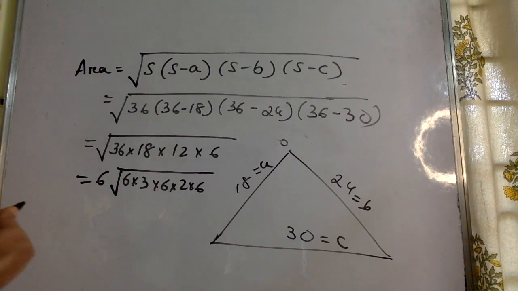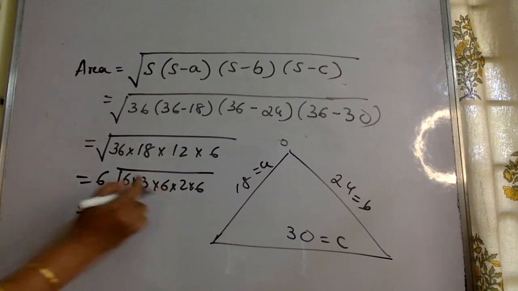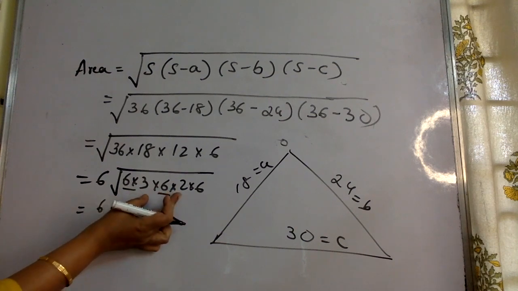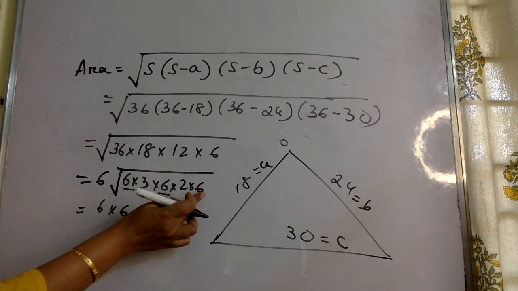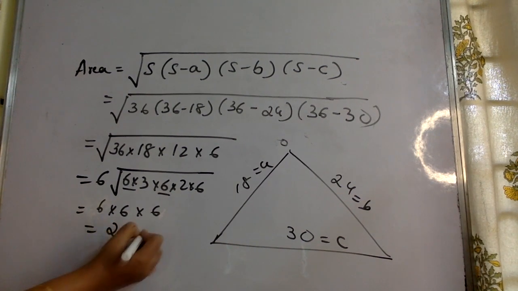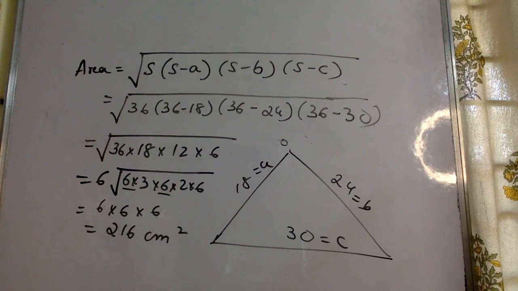So here, I see I have two 6's. I'll take out one 6, so this one is finished. Square root is done. Okay, 3 into 2 is a 6, and here one more 6. So one more 6 comes out. So my final answer becomes 216 centimeter square.